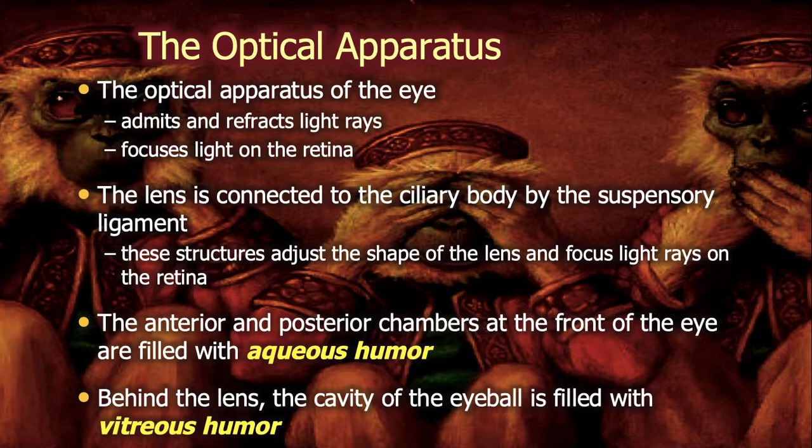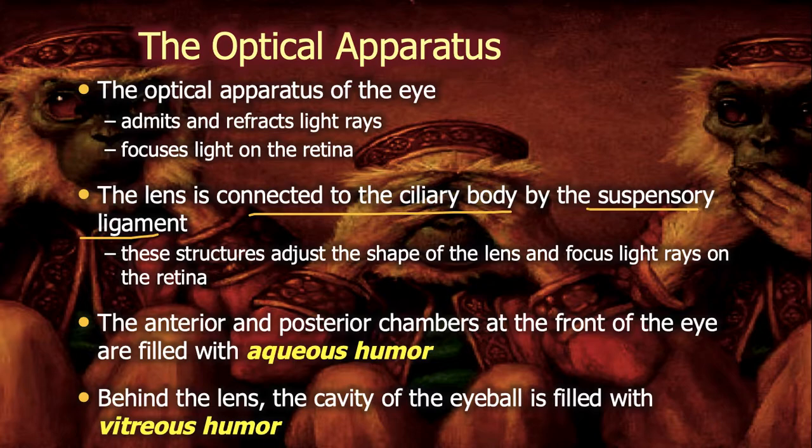So when we talk about the optical apparatus of the eye, we are talking about the path that the light is traveling through the eyeball. Okay, so it transmits and refracts light rays, so it's going to let the light through, and it focuses the light on the retina. Okay, so here at the bottom of the slide are things that I already told you with the diagram. Okay, but the lens is connected to the ciliary body by the suspensory ligament, and those structures can help change the shape of the lens, which allows you to focus on things either far away or up close. We are going to talk about this more in detail in a second. Okay, right now we're just looking at anatomy.